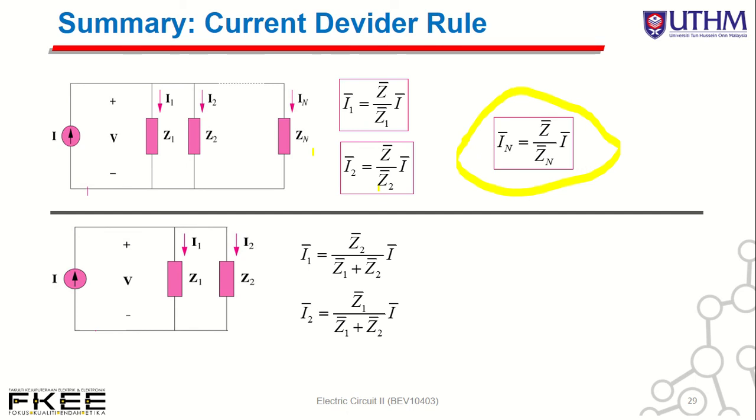Next, if you have two impedances in parallel, let's say Z1 and Z2 in parallel, how to remember? In order to determine I1, I1 equal to Z2 divided by Z1 plus Z2 times I. In order to determine the current I1, the numerator is Z2. Similarly for I2, the current at Z2, it equals Z1 over Z1 plus Z2 times I. That is the difference.